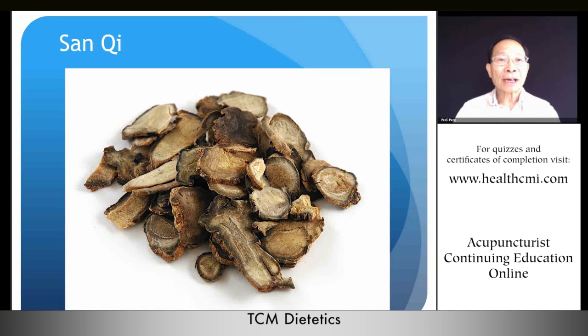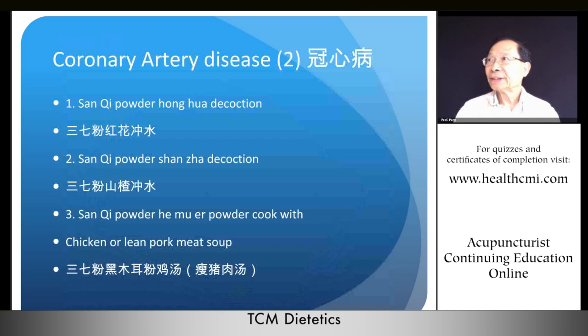How do you do that? Because sanchi is very firm, the best and simplest way is to use the sanchi in ground powder form. Much easier. Then you put the honghua in the teacup, then you pour in the hot boiling water, then you add the sanchi powder.